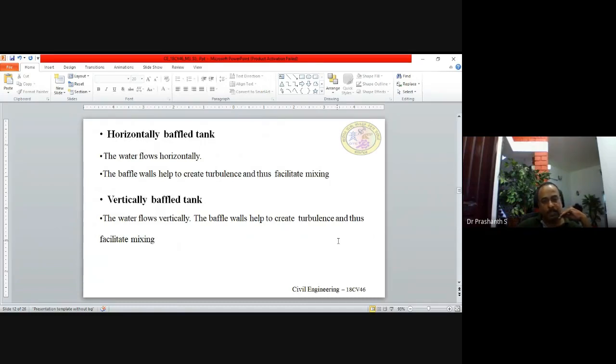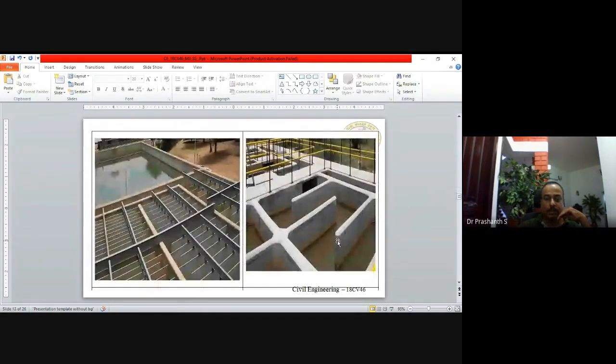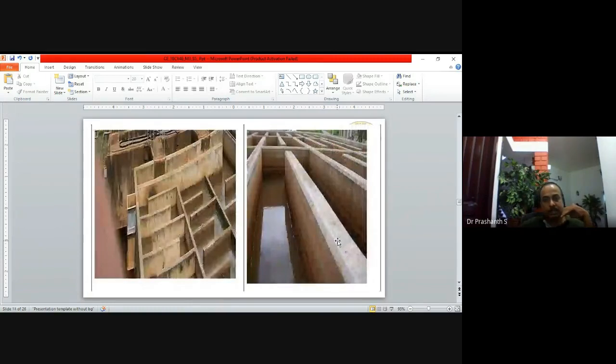With the help of vertical baffle tank walls also, turbulence can definitely be created, which facilitates mixing. So here you can see the baffle walls. When the water enters, it moves right, left, right, left. So turbulence is created, and the coagulant is going to mix up easily. Here you can see the baffles, the walls.